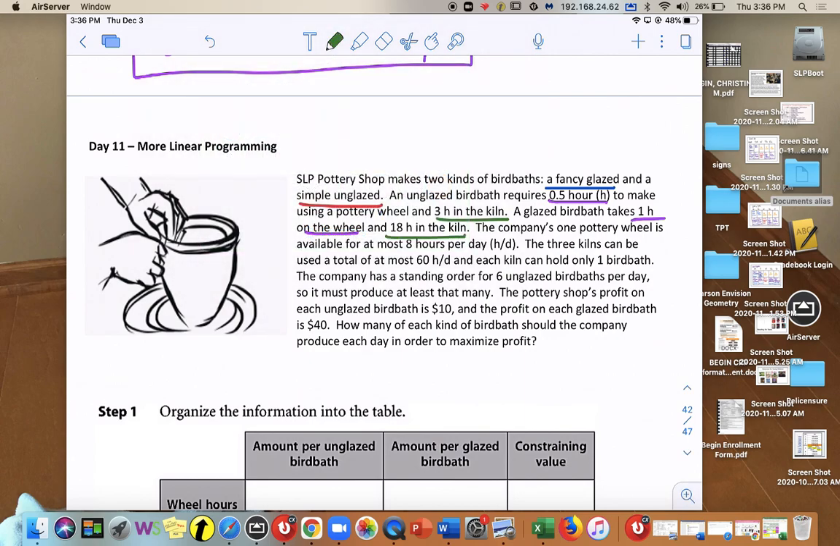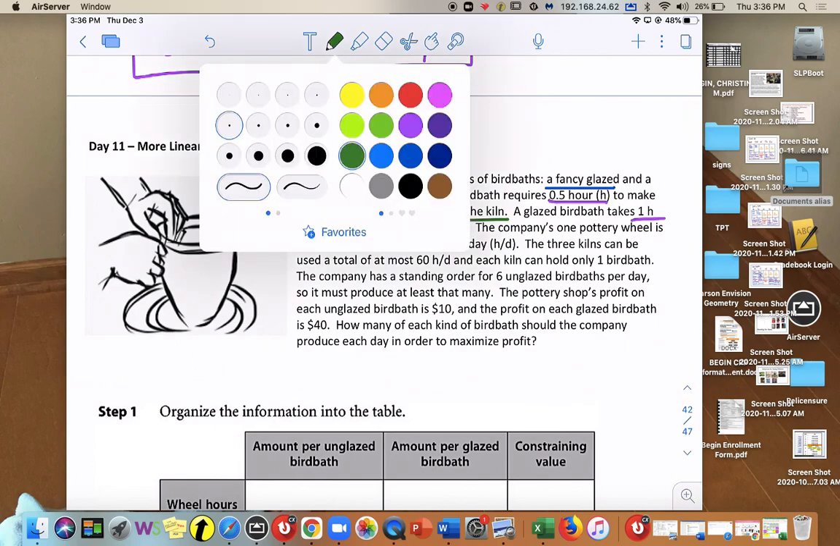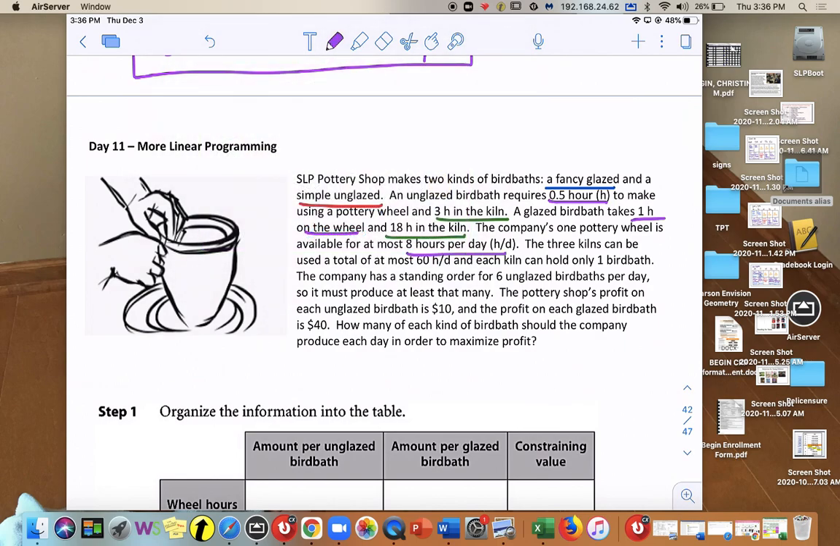The company's pottery wheel is available for at most 8 hours per day. So the pottery wheel, I made purple. The 3 kilns can be used a total of 60 hours per day, and each kiln can only hold 1 bird bath. So the kilns: 60 hours per day, and each kiln can only hold 1 bird bath.